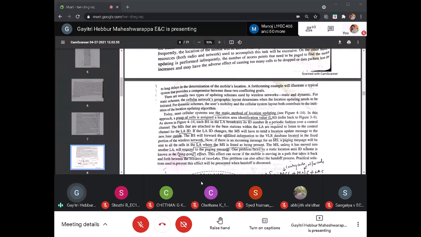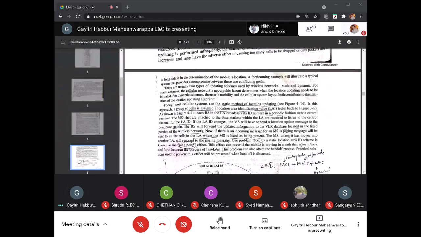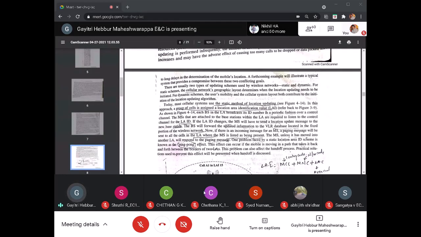Other parameters also they are going to check. But in the location updation scheme, it will be difficult. So that is one disadvantage of a static method of location updation. Then in that condition, they go with a dynamic location updation.